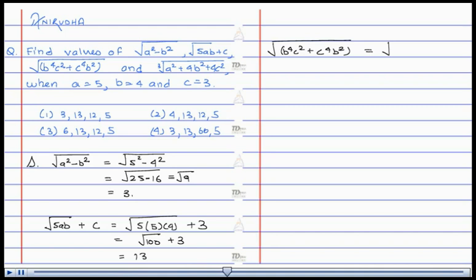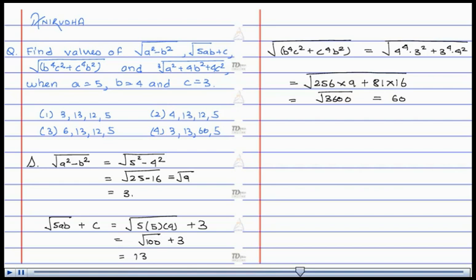Next we have to find under root of b power 4 c square plus c power 4 b square, which is equal to under root of 4 to the power 4 into 3 square plus 3 to the power 4 into 4 square, which is equal to under root 256 into 9 plus 81 into 16, or is equal to under root 3600, which is 60.